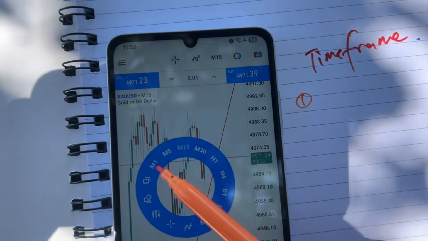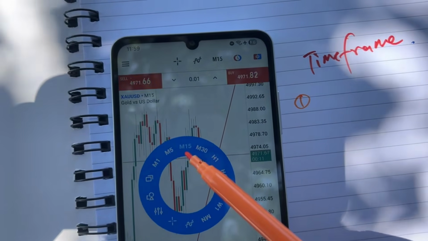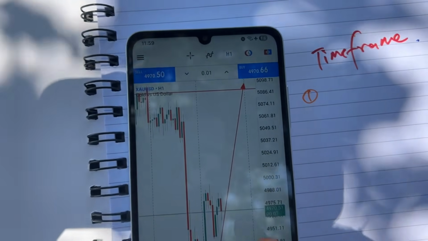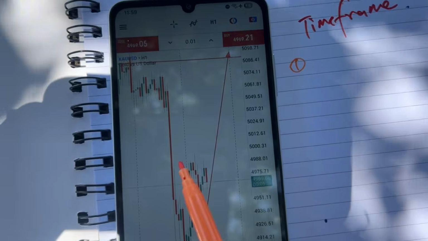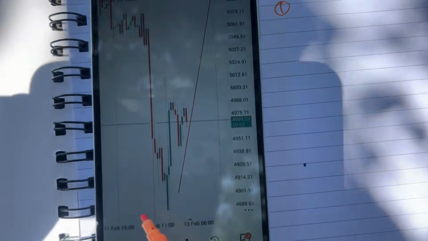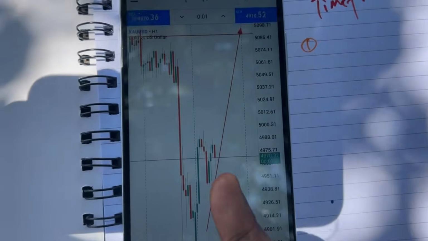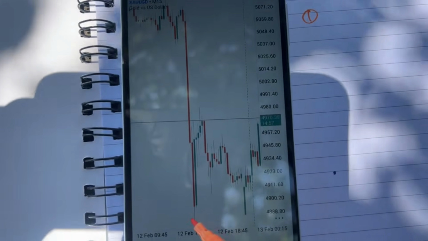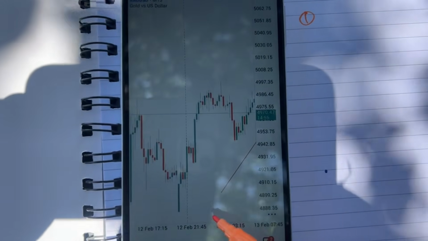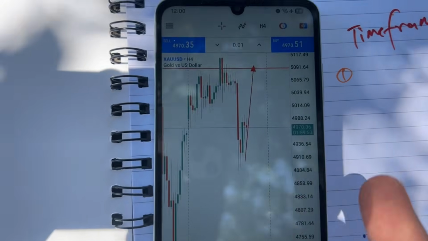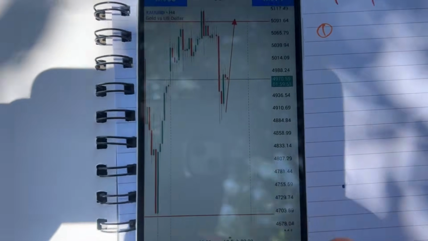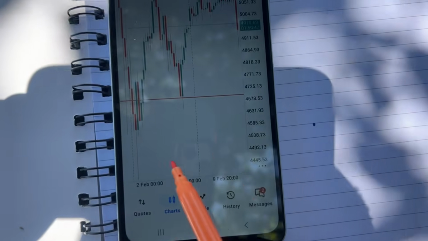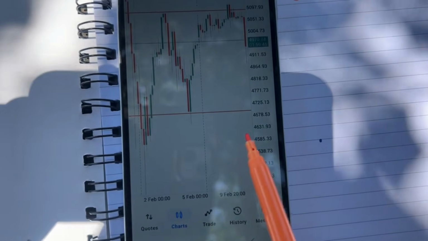Number one, we have M1 to M15, H1. When I go to H1 like this, I see this period separator separating day 1, day 2. If you look here, 12 February, 13 February. If I go to M15, still the same, separating 12 February from 13 February. If I go to H4, now it becomes a different scenario. It separates week 1 and week 2. If you check here, these are weeks, week 1, week 2.